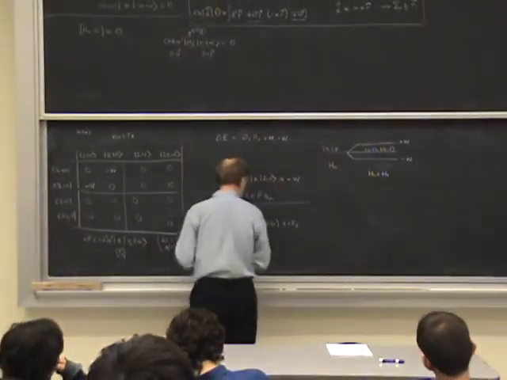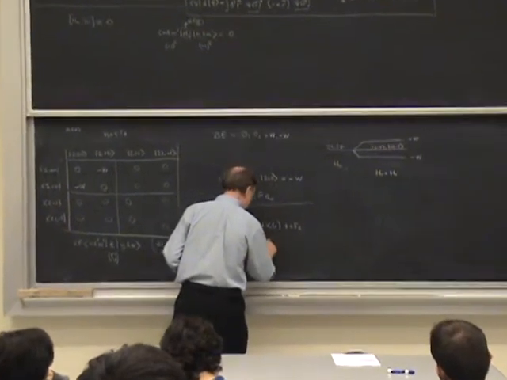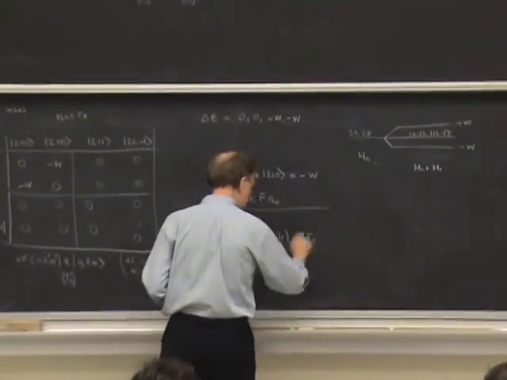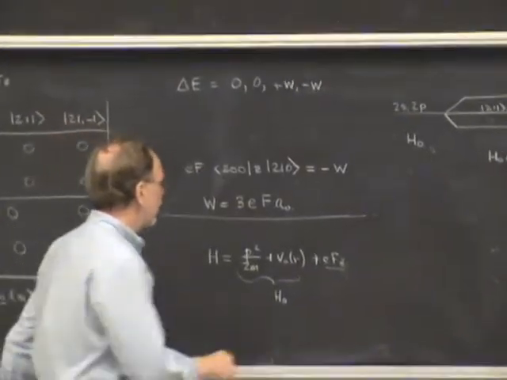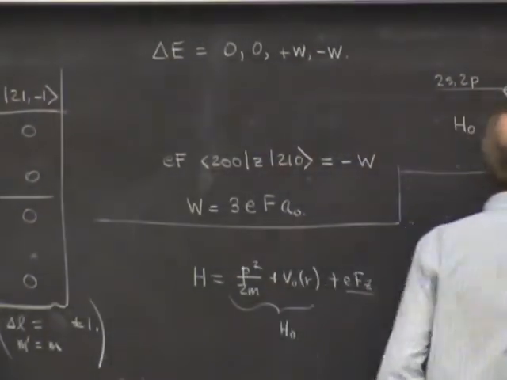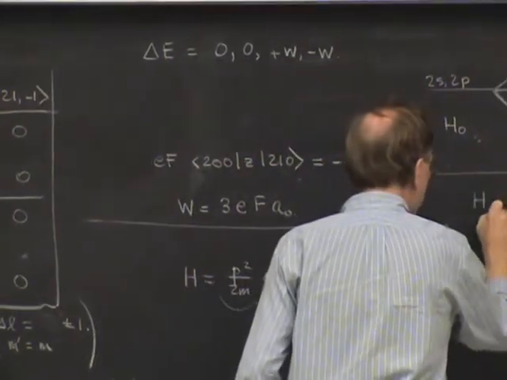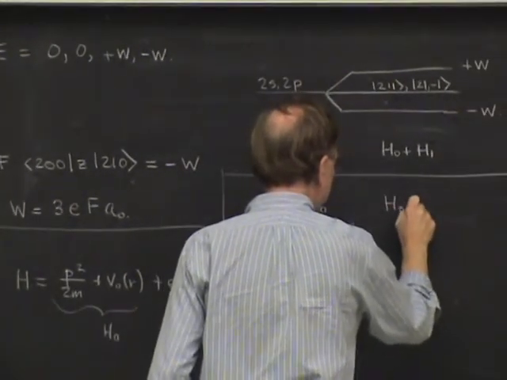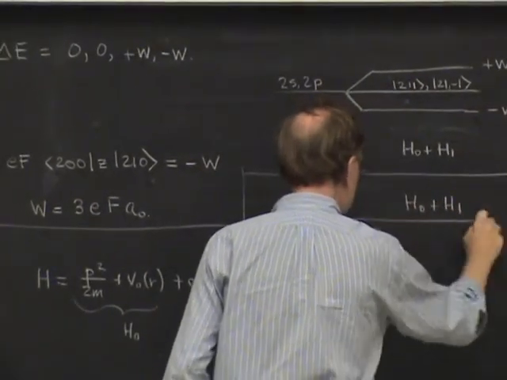Let's take a look at the symmetries, both of H0 and of the full Hamiltonian H, which includes this extra term from the external electric field. And let's see what we've gotten from that. So if I talk about H0 and H0 plus H1, let's look at the symmetries.